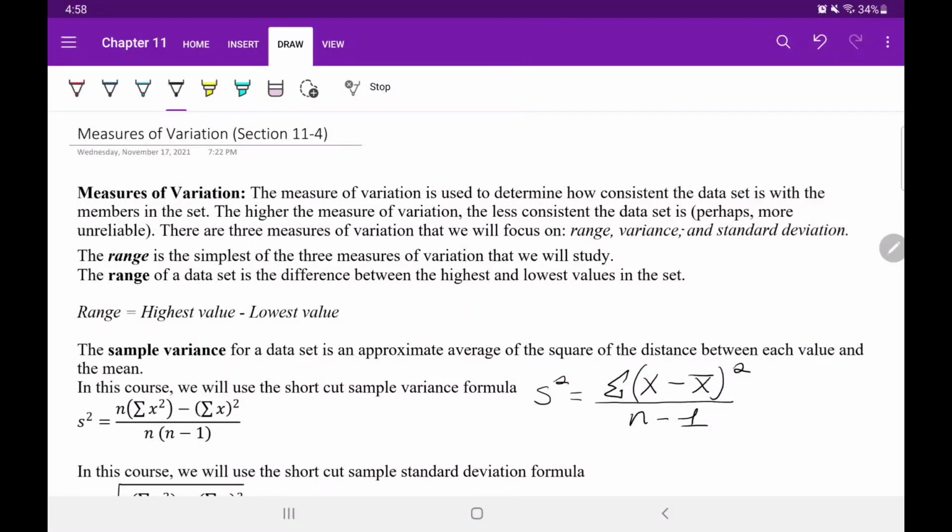All right, guys, welcome to the Measures of Variation, Chapter 11, Section 4. What is the measures of variation? Well, the measures of variation is used to determine how consistent the data set is with the other members in the data set. The higher the measure of variation, the less consistent the data set is, perhaps more unreliable.